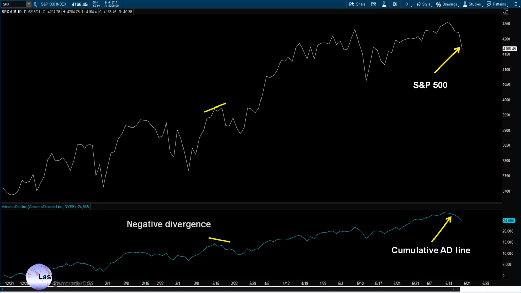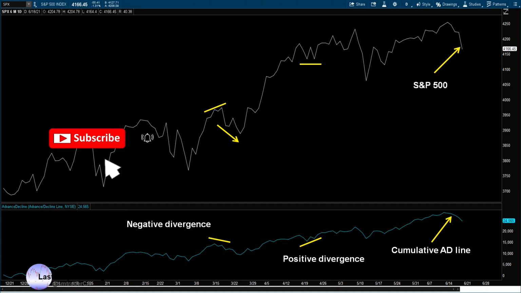Here's an example of a negative divergence between the AD line and the S&P 500. As the S&P 500 moves higher and the AD line is moving lower, it warns us to be prepared for a potential downward movement from the index. And here's an example of a positive divergence between the AD line and the index. As the index makes a lower or equal low, and the AD line is making a higher low, it alerts us to expect a potential upside move from the index.